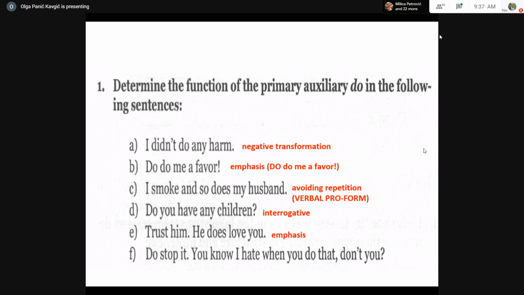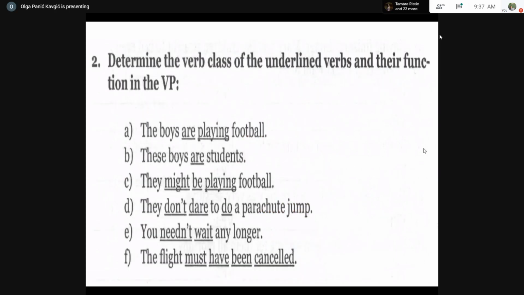So question tag or tag questions, whichever you prefer, are short forms at the end of a sentence which have the opposite orientation in comparison to the rest of the sentence. Okay, that's it. So do stop was emphasis, and don't you was a question tag. Thank you. And we will move on to the second one.